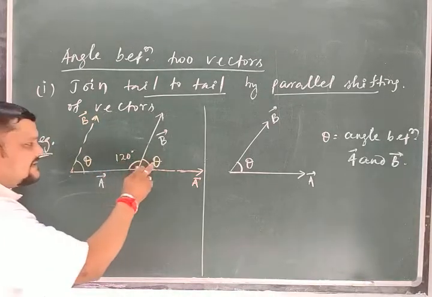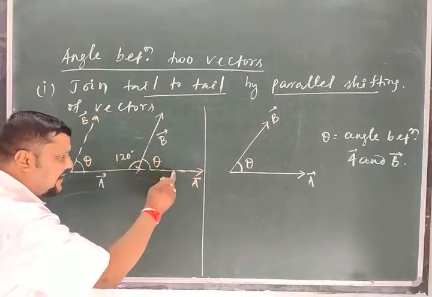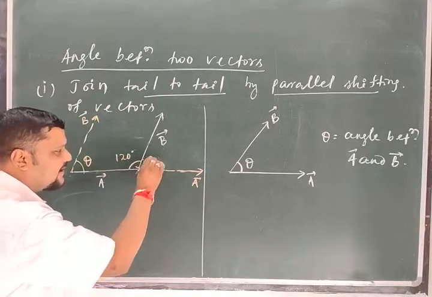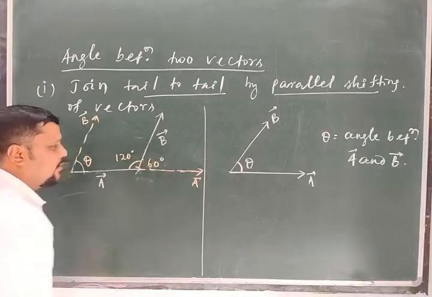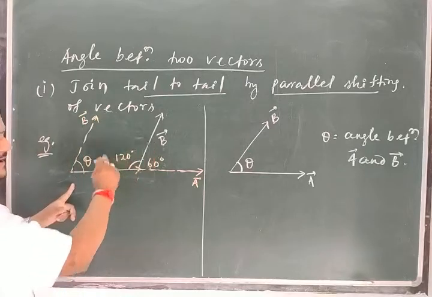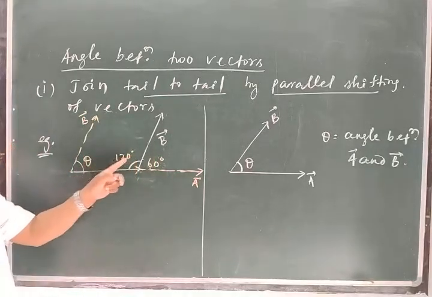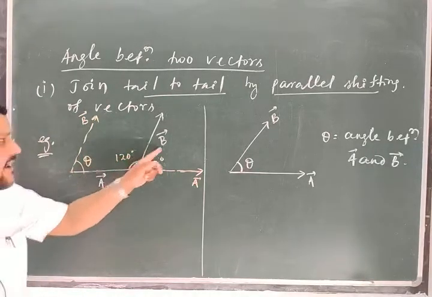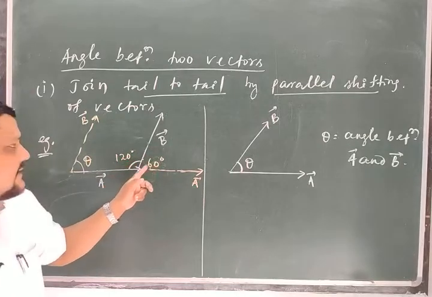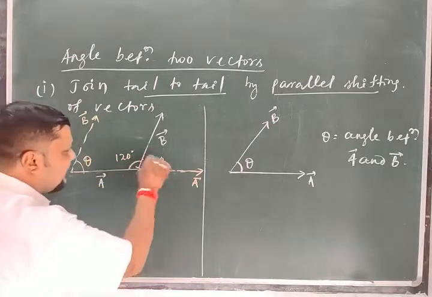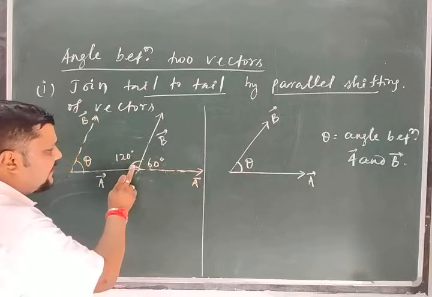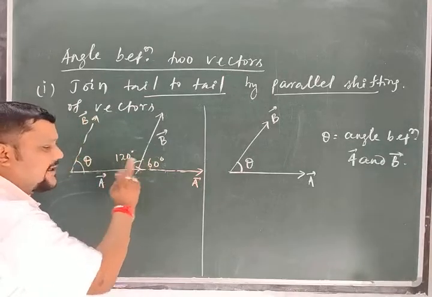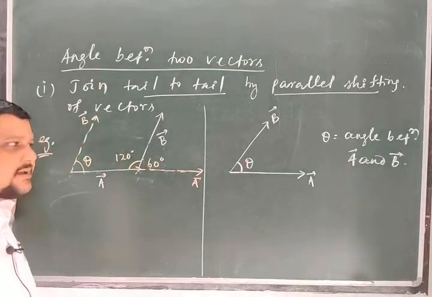Then, what is this theta? If this is the parallel shifting, then this angle should be 60 degrees. So, vectors A and B are given, the angle shown is 120, but if I ask what is the angle between A and B, you will tell me 60, because the total angle is 180, this is 120, 180 minus 120 equals 60.